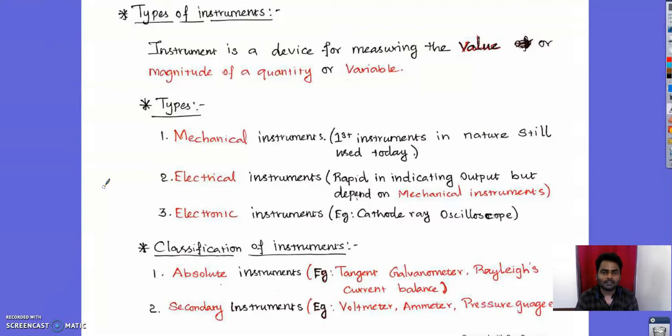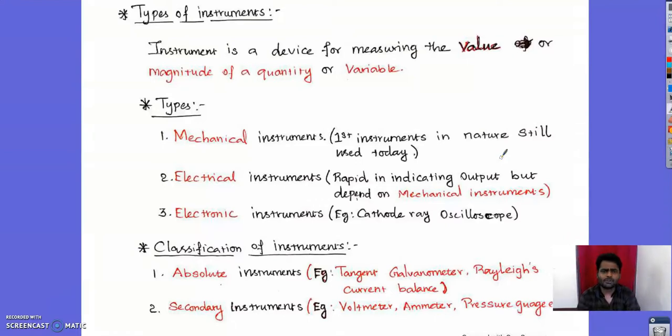And coming to electrical instruments, these are used nowadays, but they depend on mechanical instruments. One more advantage of electrical instruments is that they are very rapid in indicating the output. That is, at the same instant we can get the value very quickly. But they depend on mechanical instruments, and that is the disadvantage of electrical instruments.